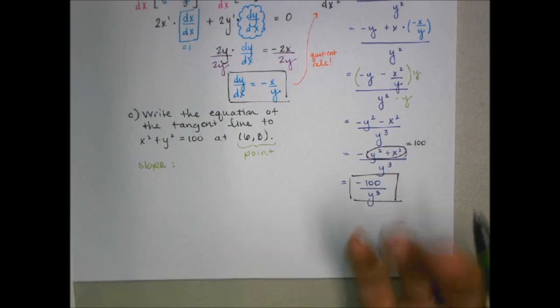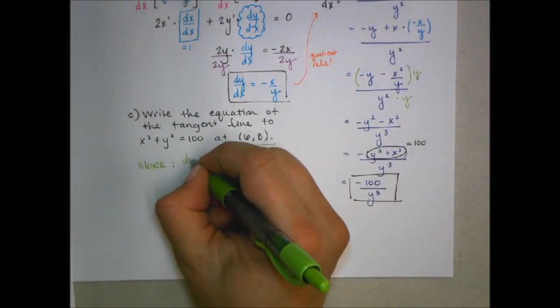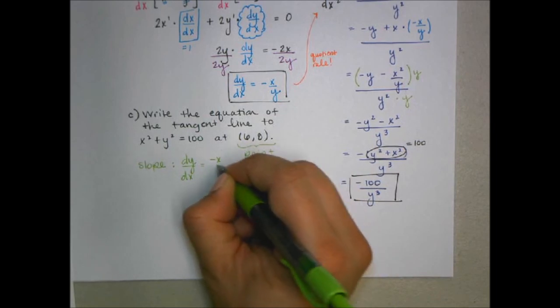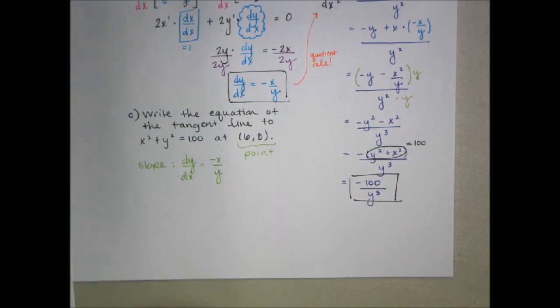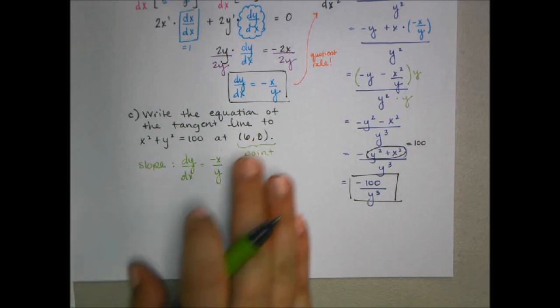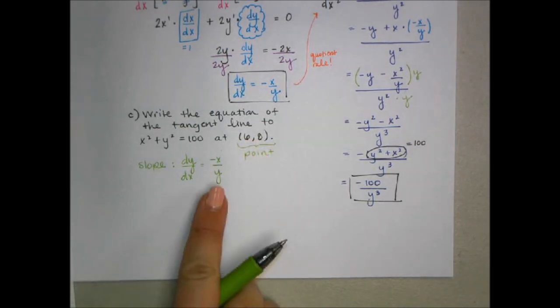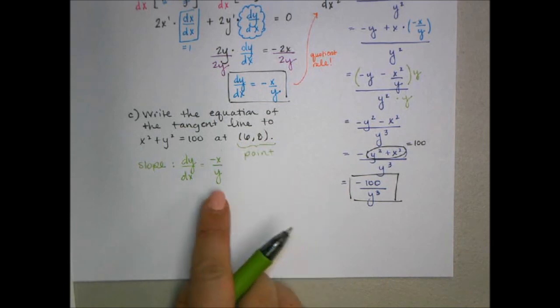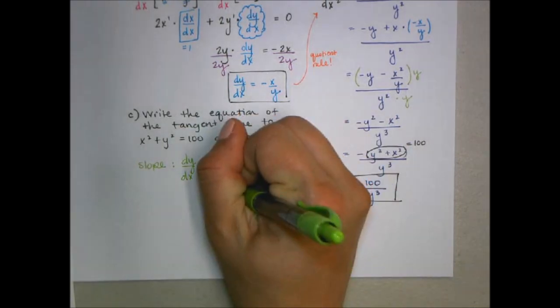So dy/dx, the derivative, was negative x over y. And instead of just evaluating our derivative with its x value, this is in terms of both x and y values. So I need to plug in both values to find my slope. So evaluated at the point (6, 8).